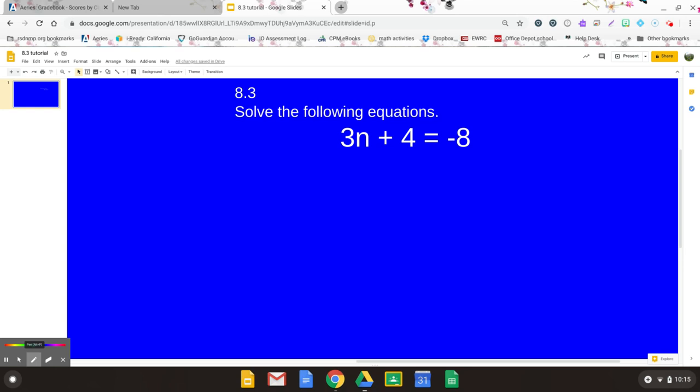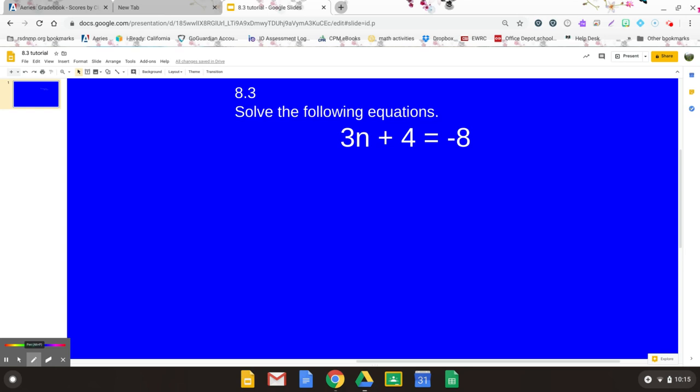Solve the following equations. We have 3n plus 4 equals negative 8. This is a two-step equation. So if after watching this video you're still confused, you could look up on the internet how to solve two-step equations and maybe get another explanation that is easier for you to understand.